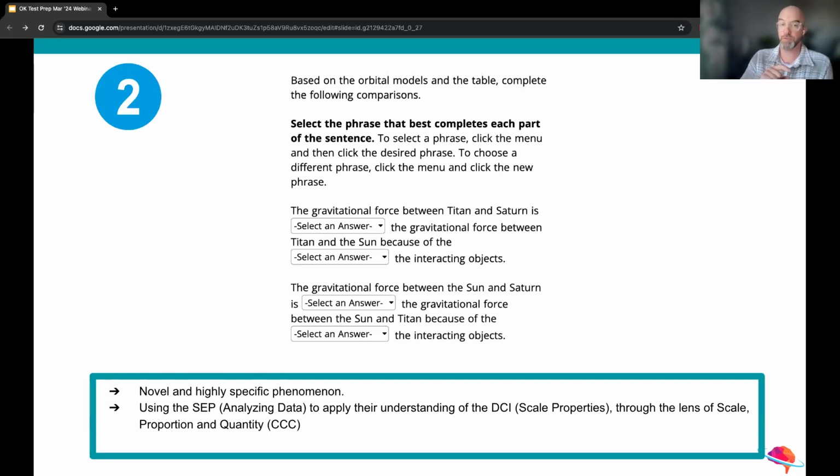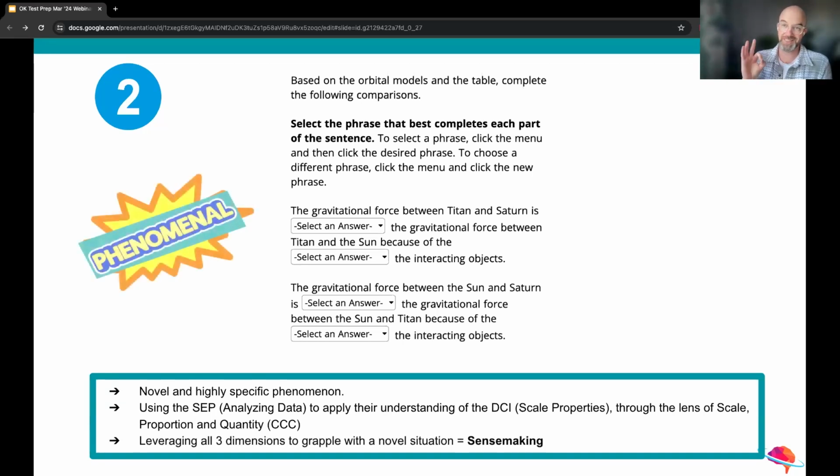And they need to apply their understanding of scale properties through the lens of scale, proportion, and quantity, that cross-cutting concept. This type of question is what we call leveraging all three dimensions to grapple with a novel situation. These are sense-making questions, and these are the types of phenomenal questions we want to build students up to. And so the question is, how do we get students to the point where they're successful on questions like this?